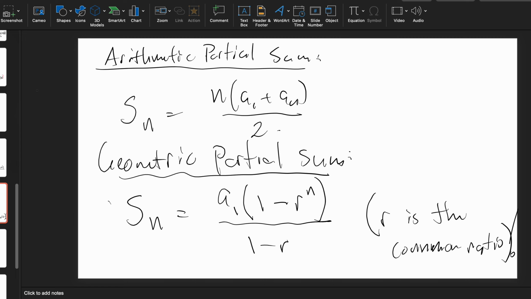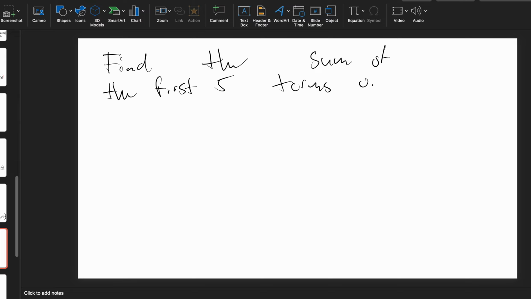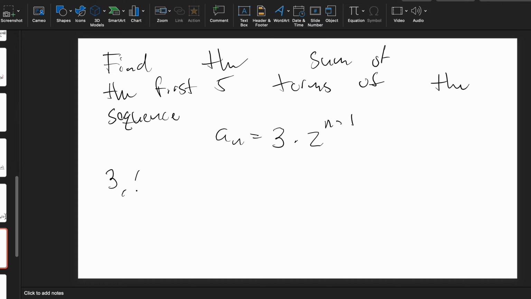Let's do an example. Let me insert a slide here. Find the sum of the first 5 terms of the sequence a sub n equals 3 times 2 to the n minus 1. If I were to write this sequence out, it would be 3, 6, 12, 24, 48, and so on and so forth. And I want to add up the first 5 terms.